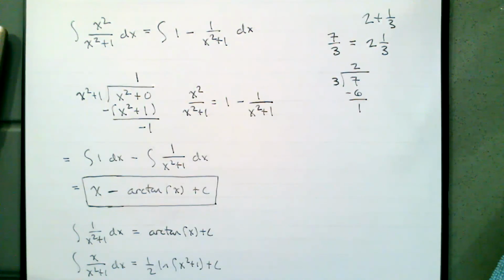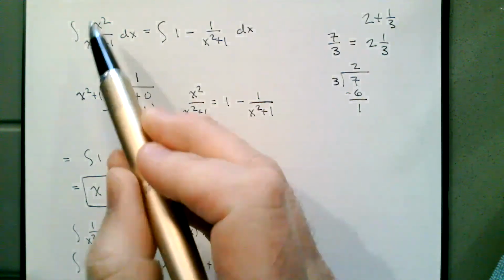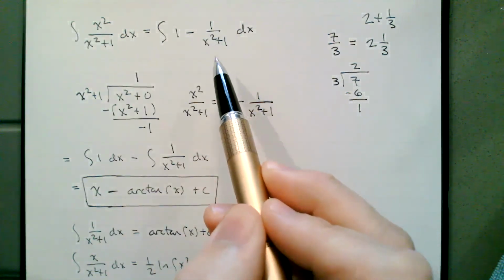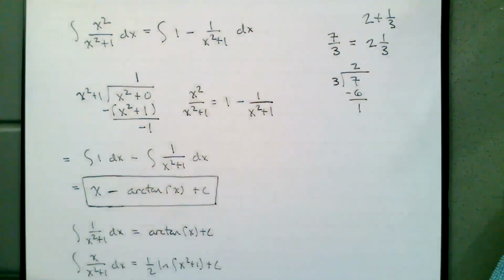Also, could I ask for clarification on how come we're integrating one? Because I'm rewriting this fraction, x squared over x squared plus 1. I'm replacing that with 1 minus 1 over x squared plus 1. Oh, okay. So then I can just integrate each term separately? Yeah. Okay.